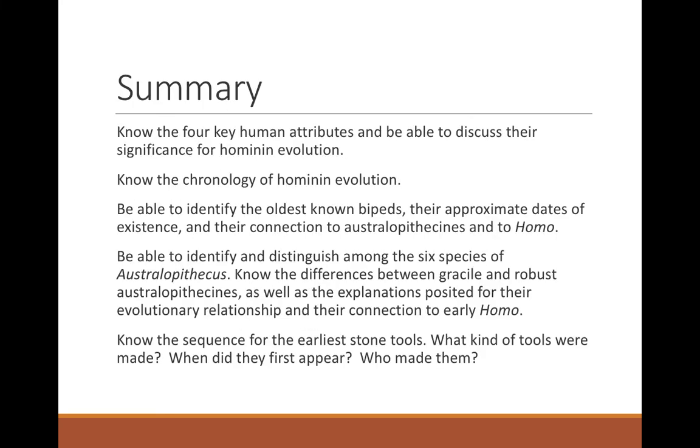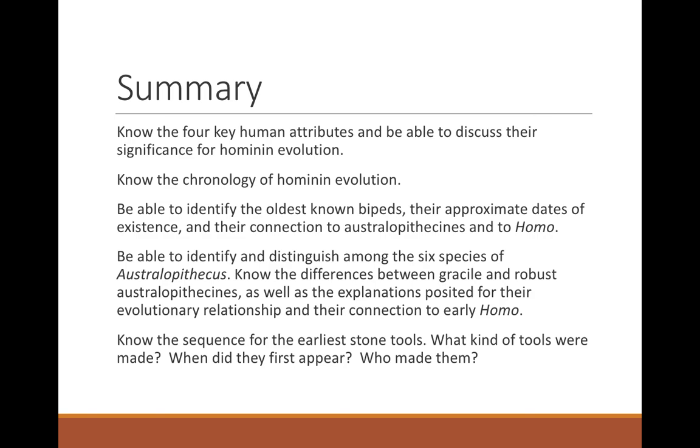And so, in summary, with this whole long, vast lecture, know these four key human attributes. That's bipedality, that's large brain size coupled with childhood dependence, that's changes in tool use, and that's changes in teeth. Be able to discuss their significance for hominin evolution, understand our chronology of human evolution, hominin evolution, even though it's not always linear, be able to identify the oldest known bipeds, approximately when they appeared, how we know that they were bipedal, and how they're connected to Australopiths and Homo.